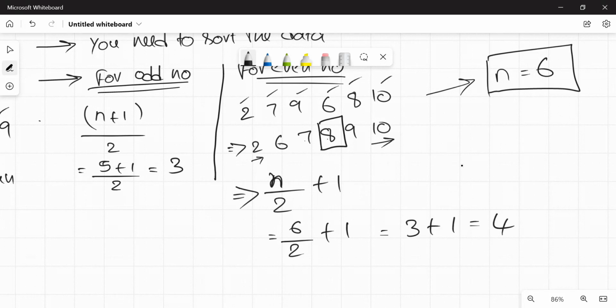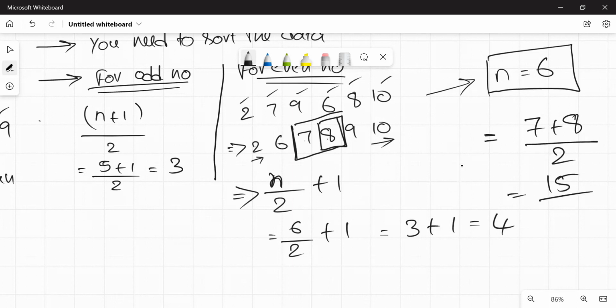You need to find out basically the middle between two positions. For example, you need to look at this particular thing here, right? And then you need to apply 7 plus 8 divided by 2 here, 15 by 2, then 7.5. So your median will lie here in between 7 and 8.